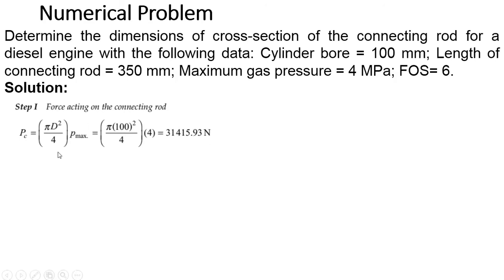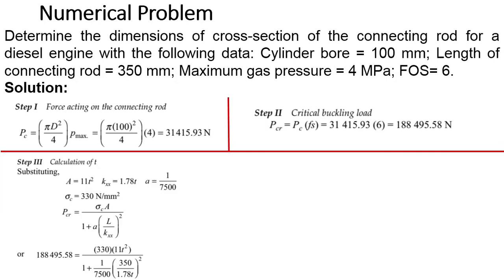P_C will be equal to pi d square by 4 into P max. Diameter you already know, 100 mm, and this pressure will be equal to 4 megapascal. So by using the conversion formula, we will get this P_C. Once you know P_C, you will now determine the critical buckling load, and that will be multiplied by the factor of safety, because factor of safety is nothing but the maximum load by the working load. Working load will be this P_C that acts because of the pressure P. So this P_CR will be equal to 188,495.6, that is higher than P_C. That is the critical buckling load, we can say.